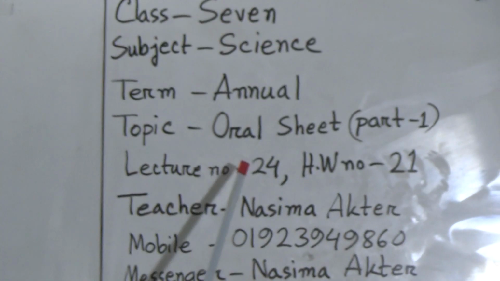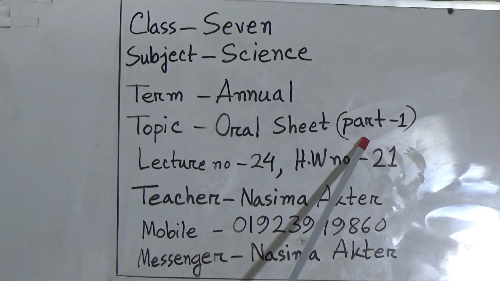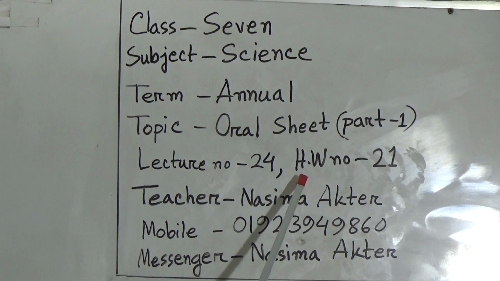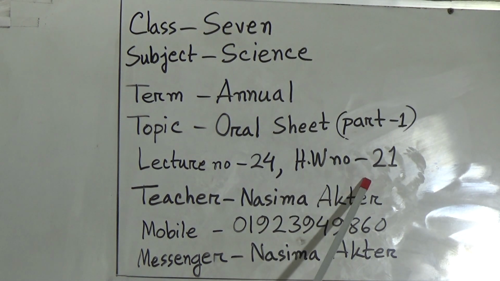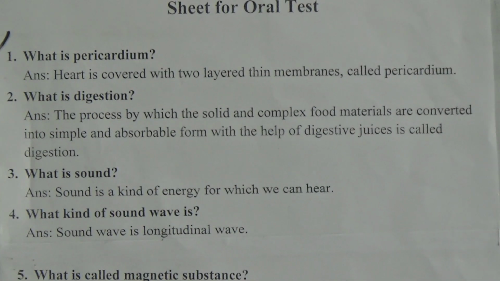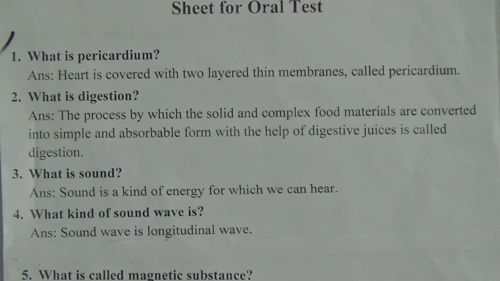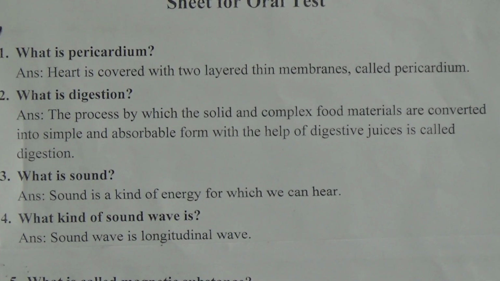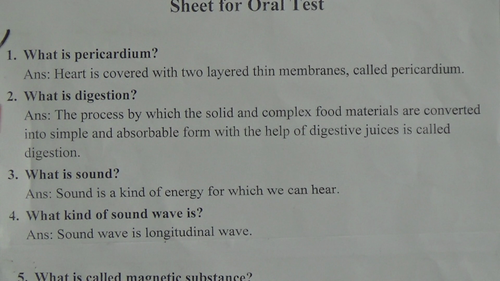Our today's topic is oral sheet. This is part 1 and this is lecture number 24, and I will give you SW. Our SW will be 21 number SW. So dear students, let us start today's class. You can see here are 10 questions and answers, and in your annual term exam you will have a total of 30 questions and answers. You have to memorize this oral sheet.